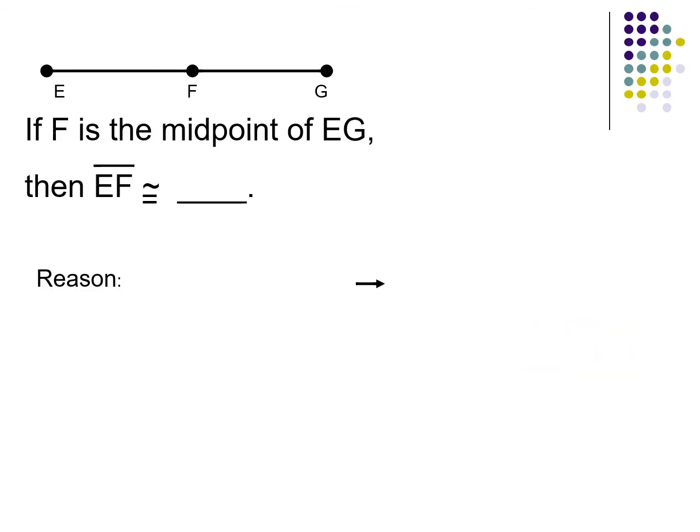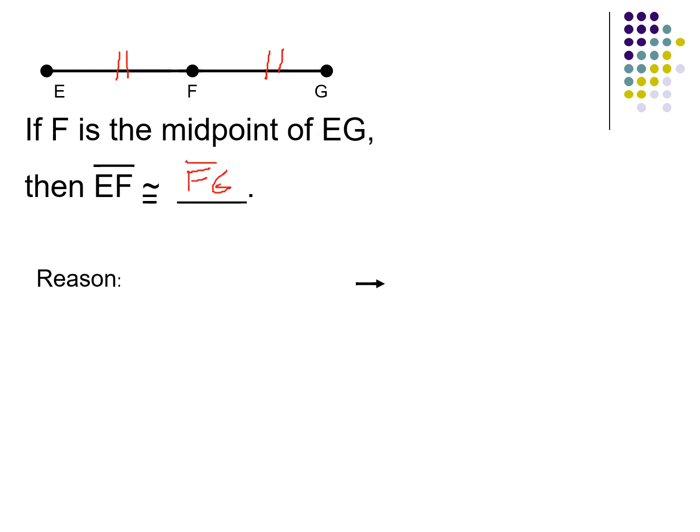All right, next, F is the midpoint of EG. Remember, what are we supposed to mark? Don't forget. Just saying it's the midpoint doesn't mean you get a big old dot. It means EF now matches what? FG. So that's the rest of that statement.